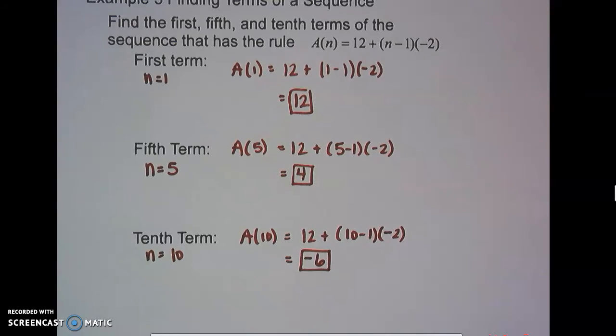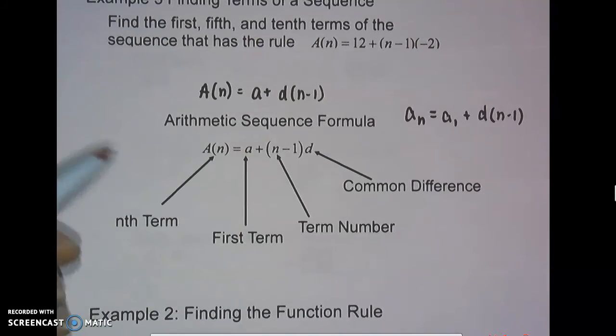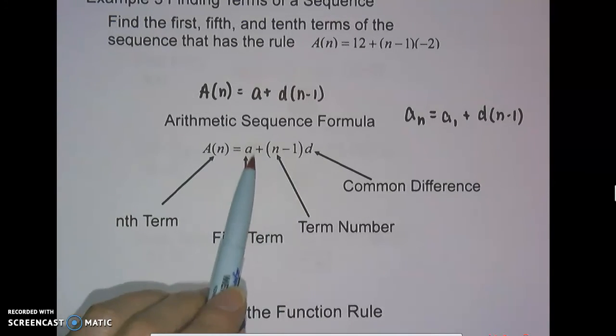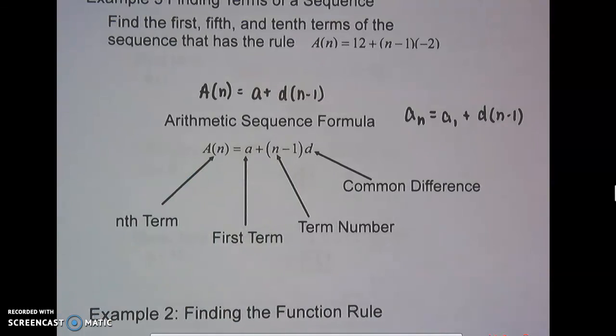So with these, we just need to remember this formula, and there are a few different ways that you could write this, but n is the term number, d is the common difference, and a is going to be your first term. A of n or a sub n is the nth term, or whatever term you're looking for in this sequence.